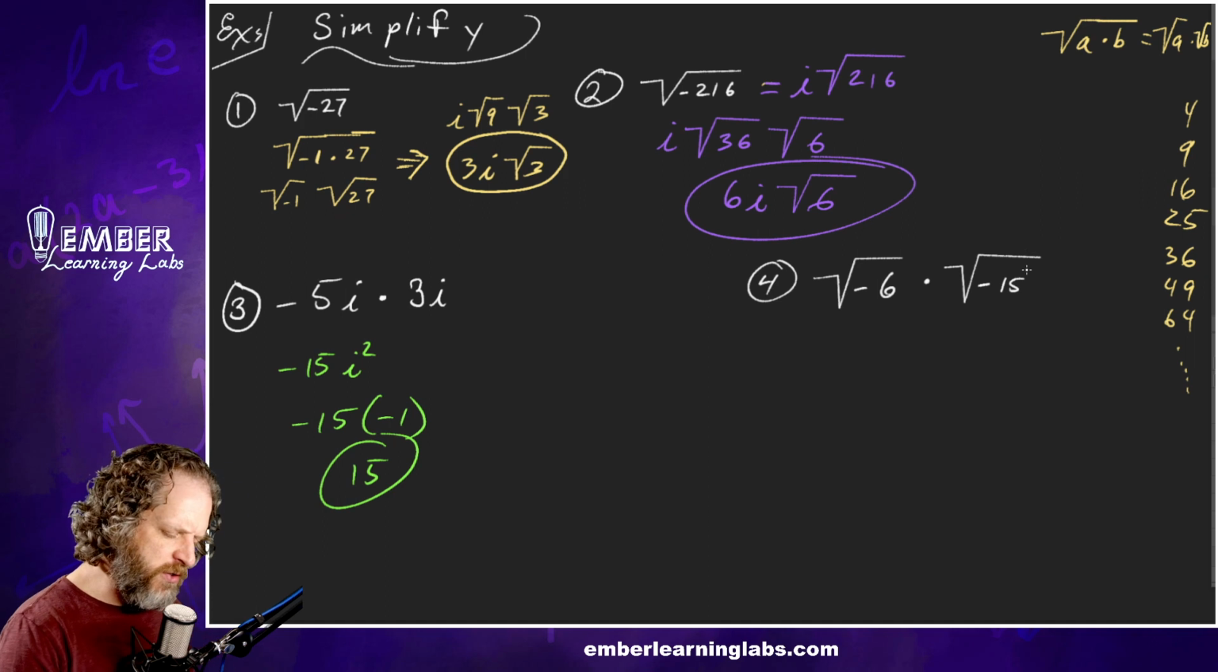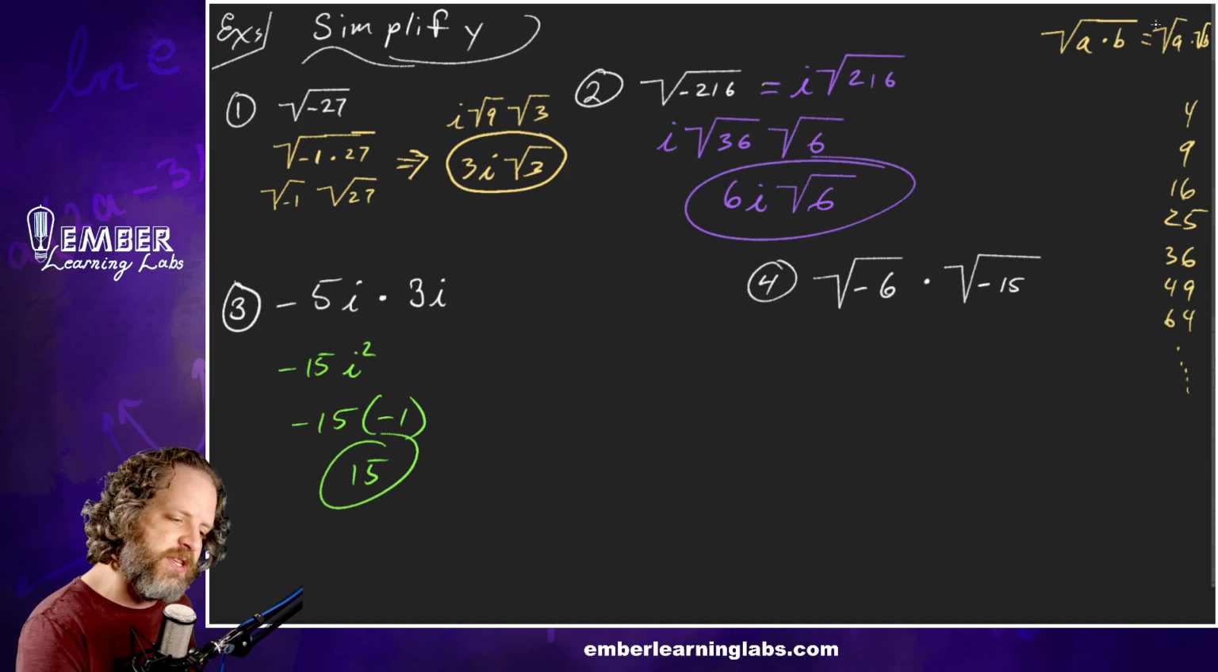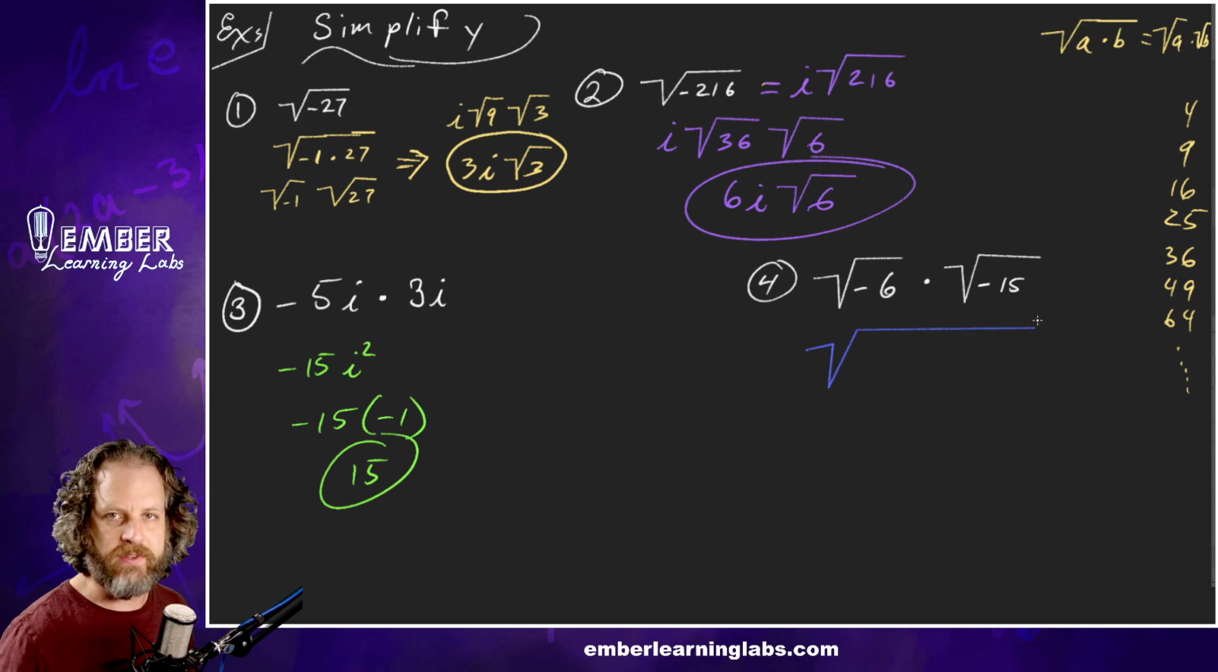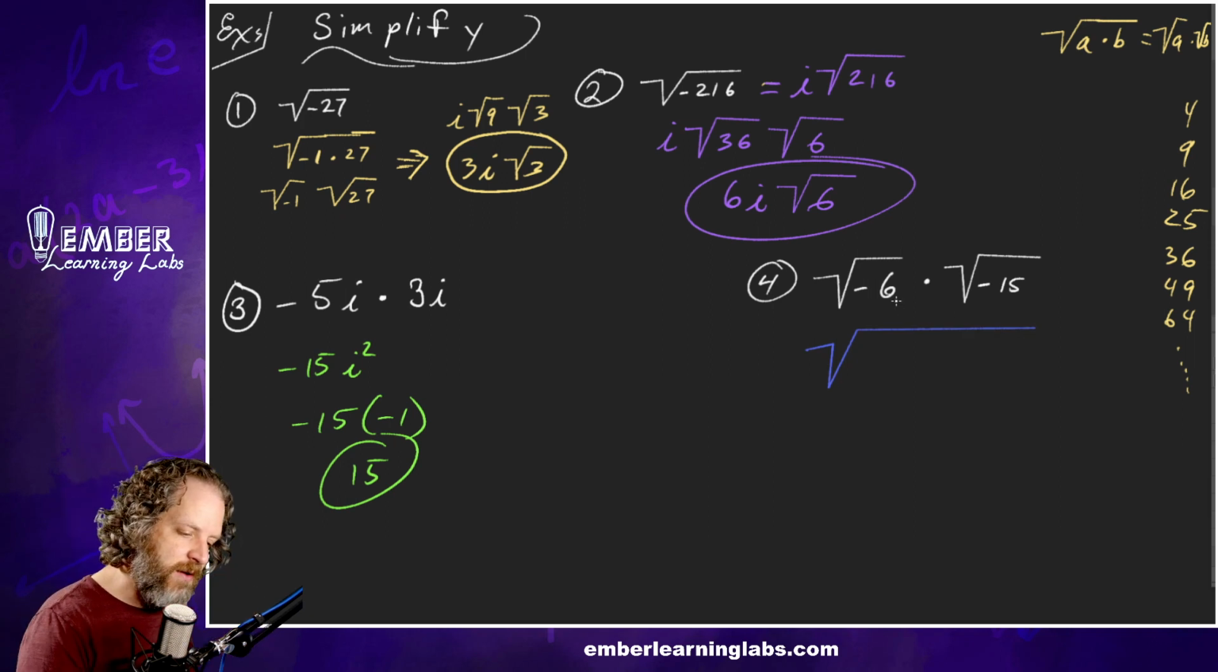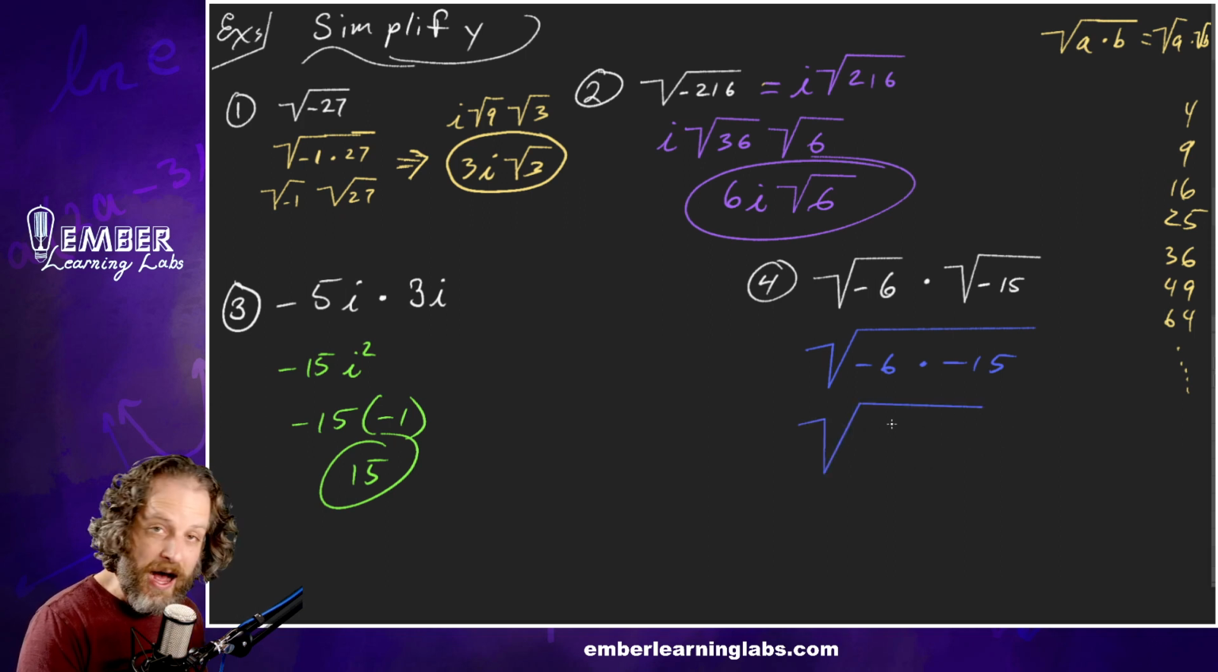This one is a little bit trickier, a little bit scarier. So we're going to use this property again, but backwards, right? So this one, we're going to turn this into the square root. I'm going to write it all the way out. You could probably skip a step or two here, but I'm going to write -6 times -15 here, right? -6 times -15 is positive, nice, 90.